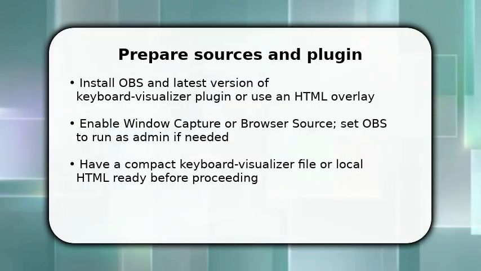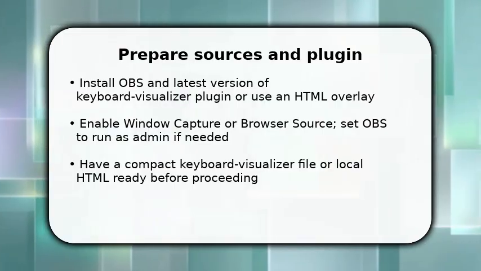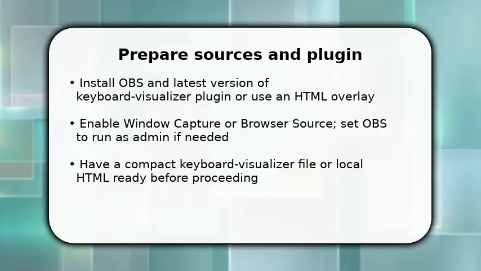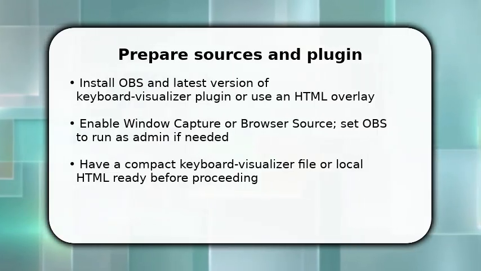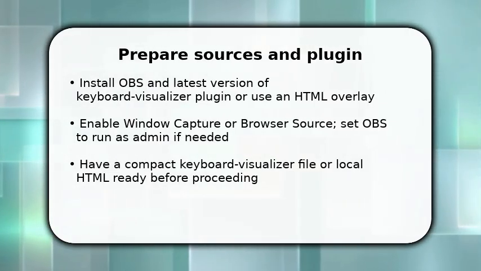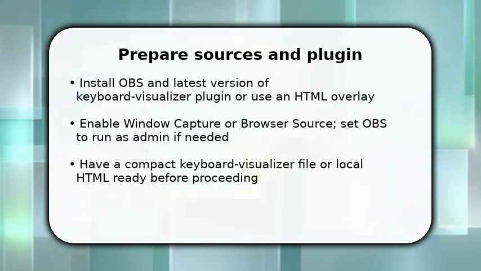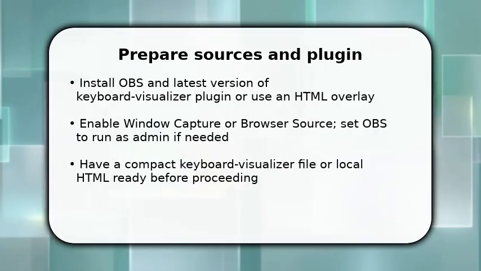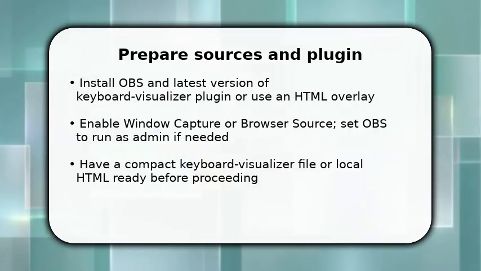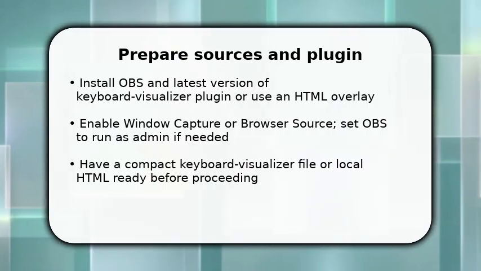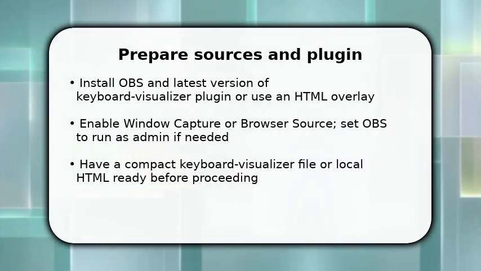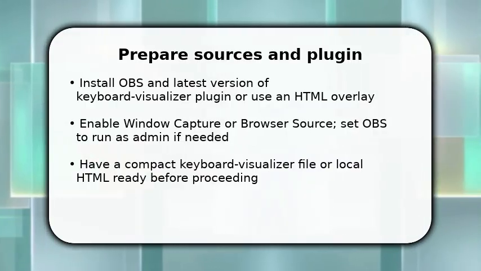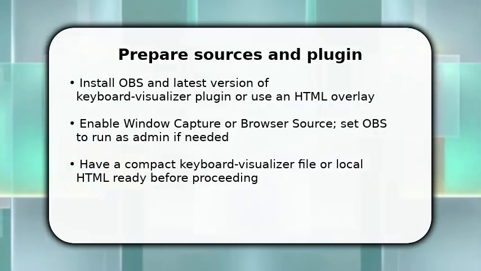You start by preparing the pieces. Install OBS and the Keyboard Visualizer plugin or obtain a ready HTML overlay so you can act immediately. Once done, launch OBS as administrator to avoid capture permission issues, then add a new source. Window capture for the plugin app or browser source for HTML overlays. Make sure the visualizer is running and visible on your desktop. This early setup prevents later black screens and saves time when you move to positioning and filtering.